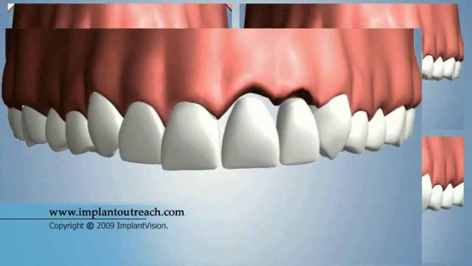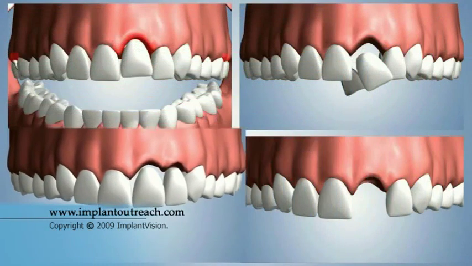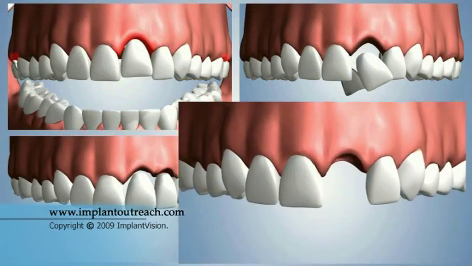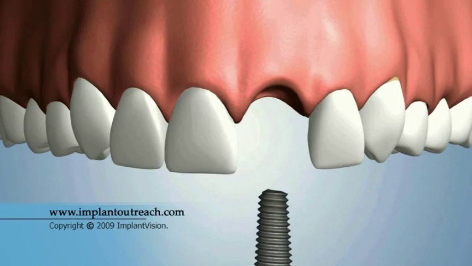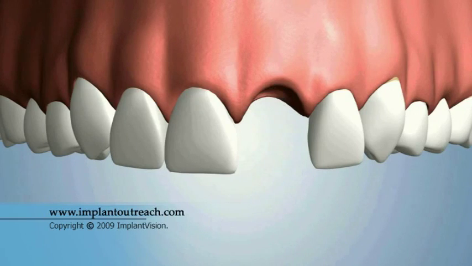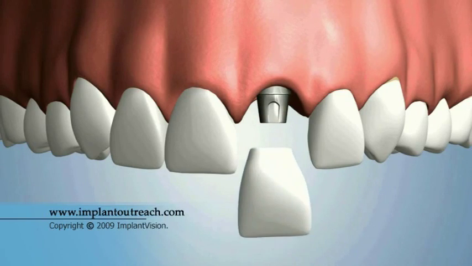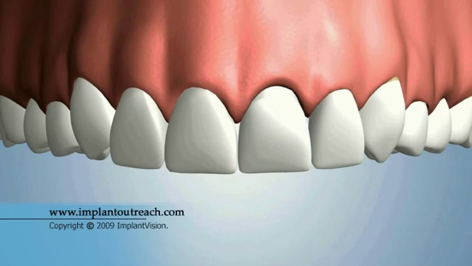to another failed bridge. The fourth option replaces the natural tooth root with a dental implant that is inserted into the bone. An abutment is secured to the implant, and a crown is secured to the abutment. The dental implant option closely mimics the design and function of your natural tooth.